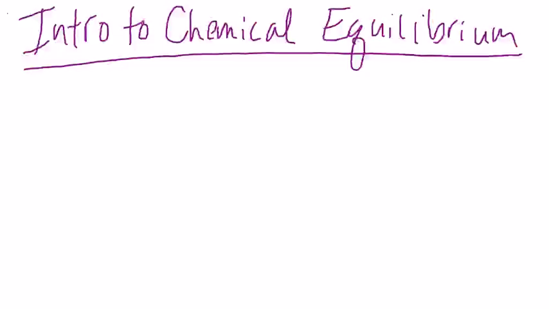Hey guys, this video is the first in our new chapter, chapter 17 in the Silberberg AP Chem book, about chemical equilibrium. And chemical equilibrium tells us the extent of a chemical reaction.